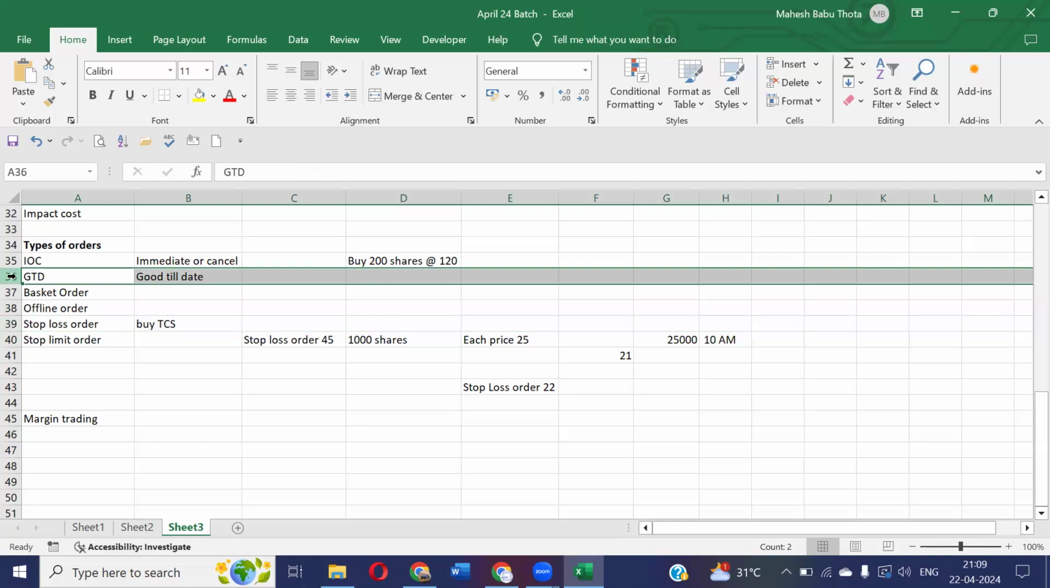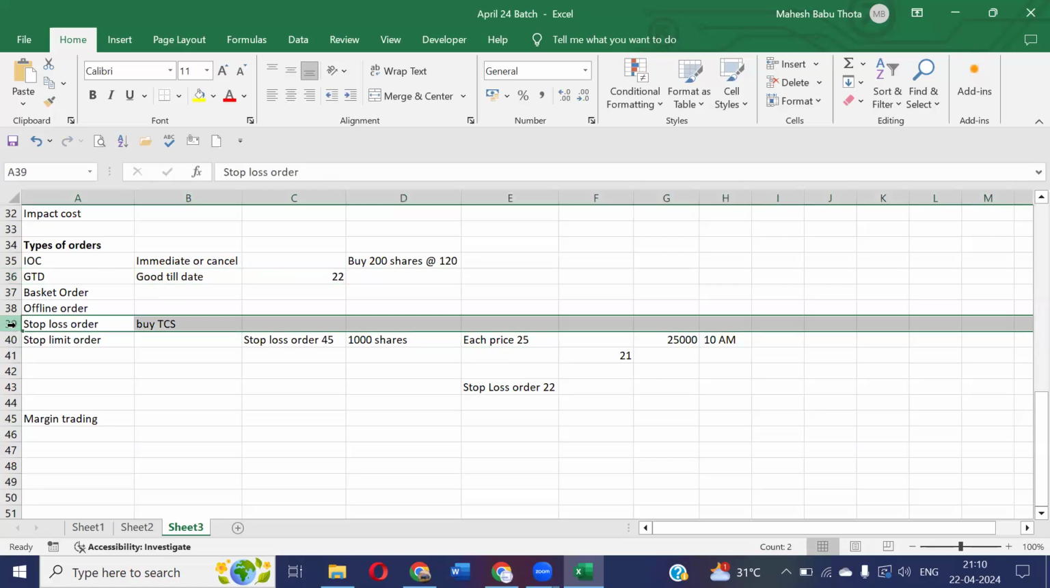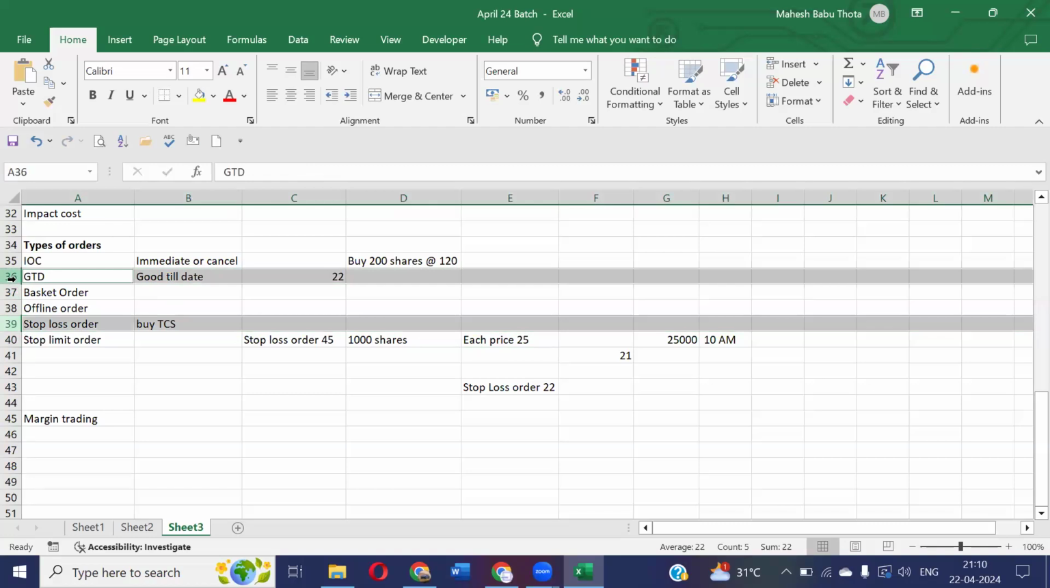That is the reason I'm saying stop loss. See, at the 22 trigger I am purchasing the securities. I can go for a good till normal order also, right? I'll provide 22 rupees, and once it reaches, let's sell it at 22 rupees. Then what is the purpose of having the stop loss order? Can I call both the same? Both are the same, I think so.